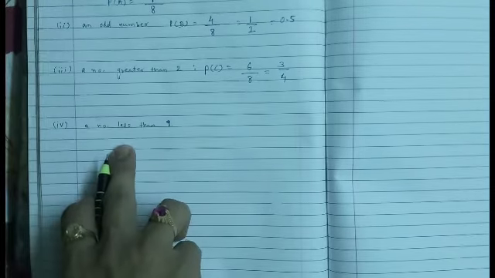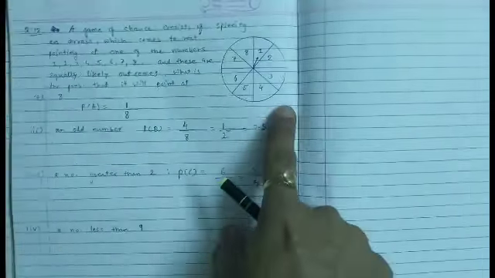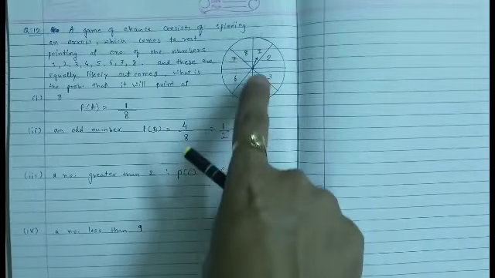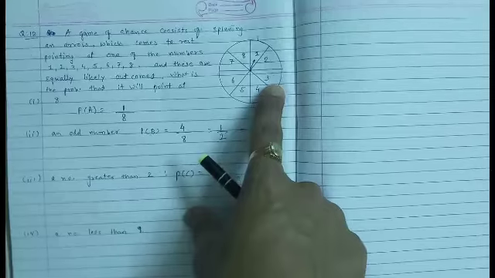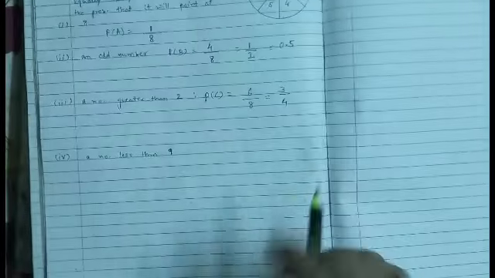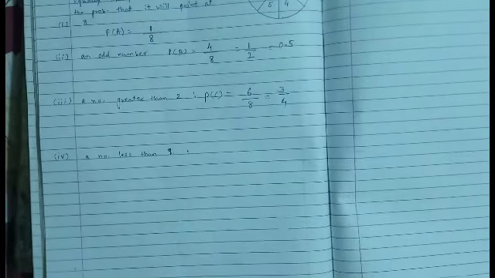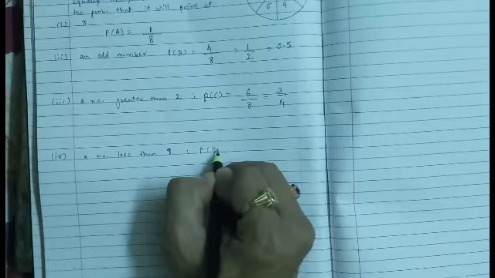The next question is the probability that the pointer will point at a number less than 9. Here we can see that all the numbers, that is 1, 2, 3, 4, 5, 6, 7, 8, are less than 9. Therefore, in this case, our favorable outcomes are all the outcomes, 8 outcomes. Suppose we call this probability of D.